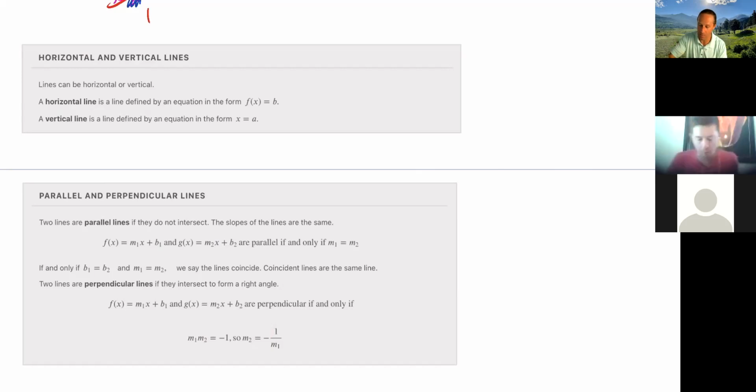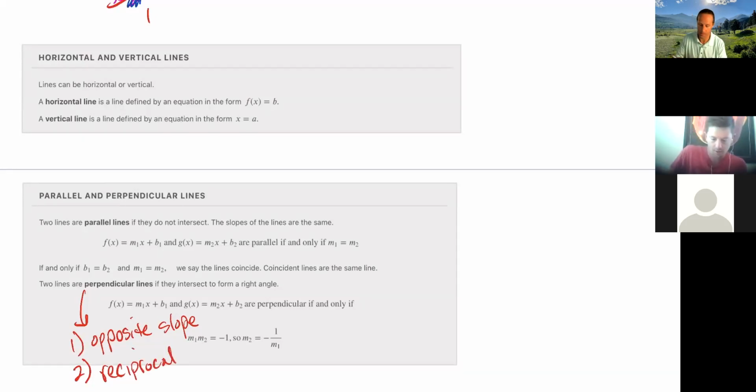And again, getting that terminology down will help you. So perpendicular, they have to meet two criteria. They're not only opposite slopes, they also have to be reciprocals. Okay, you got to check off those two things pertaining to their slopes.